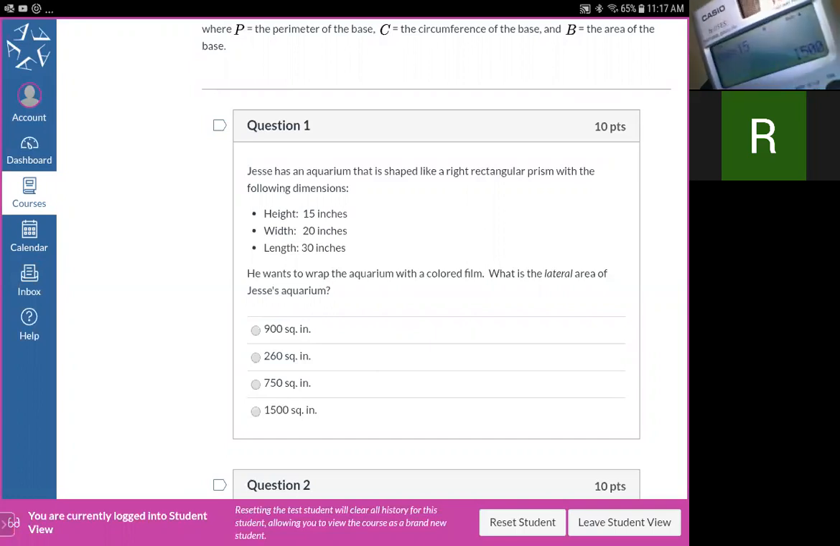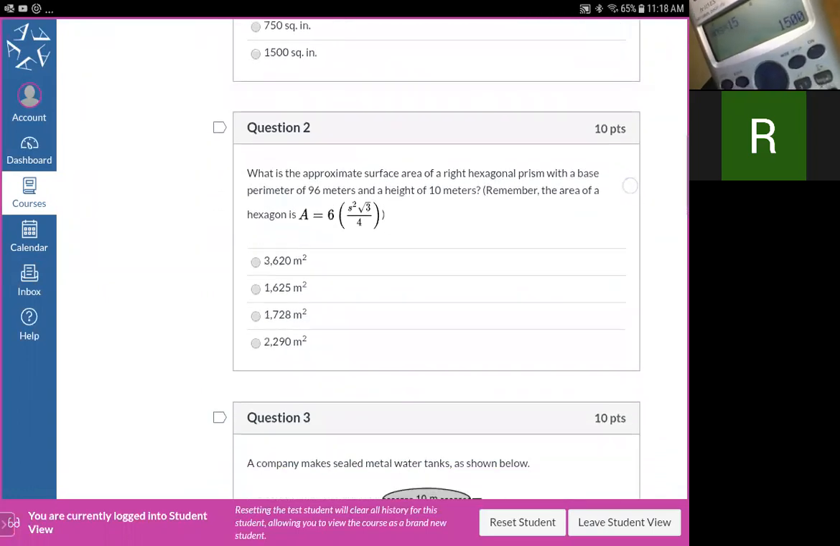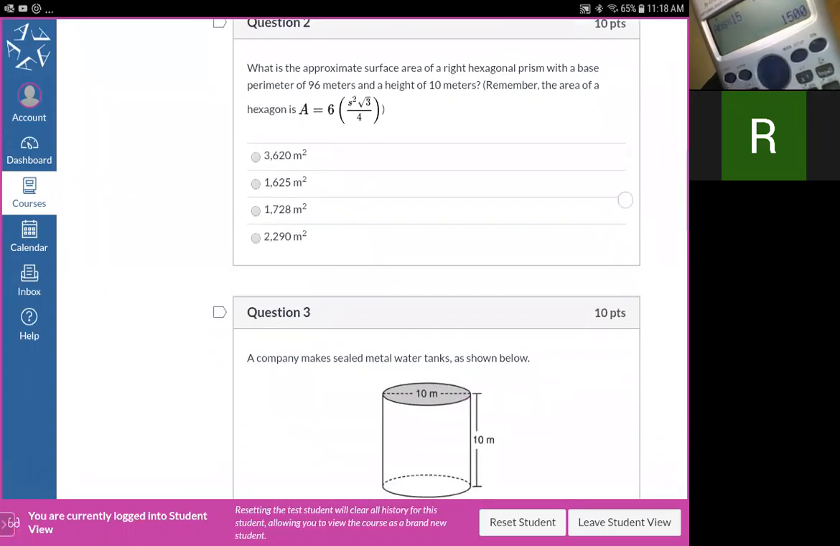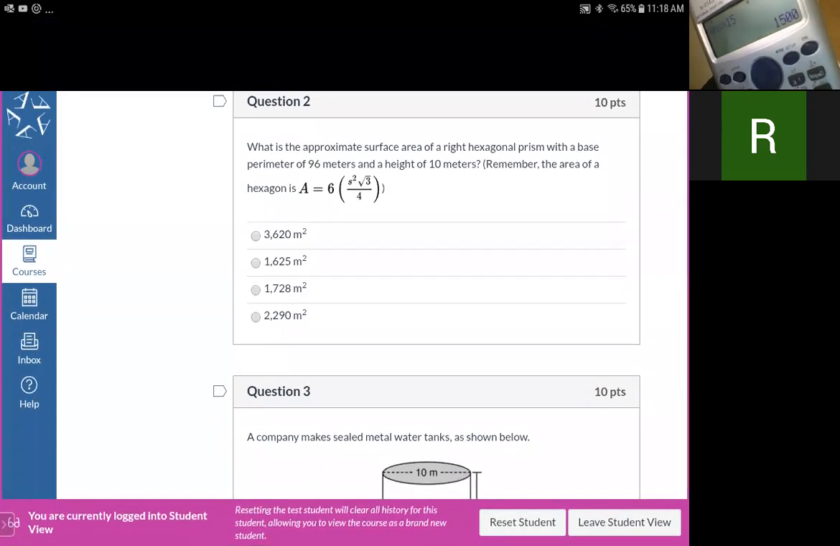So this here is the perimeter times the height, which is the answer to this one. So question 1 is 1500. I'm not going to give you all the answers to this, but you have formulas, you just plug them in. Surface area of a right prism with base 96 and height of the area of the hexagon.